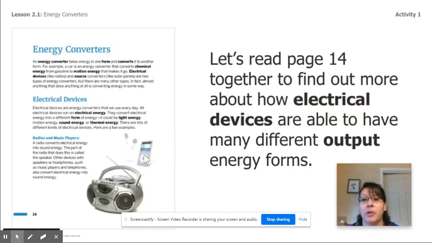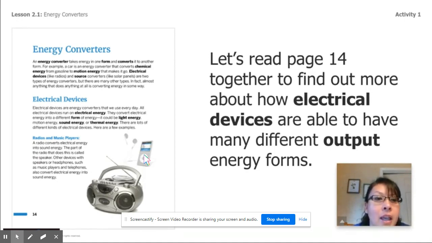We're going to read page 14 together. You might have the book. If you do, great, open the book up and read with me. If you don't have the book, that's okay. We have it right here, and we're going to read this. So we're going to read page 14 together to find out more about how electrical devices are able to have many different output energy forms.